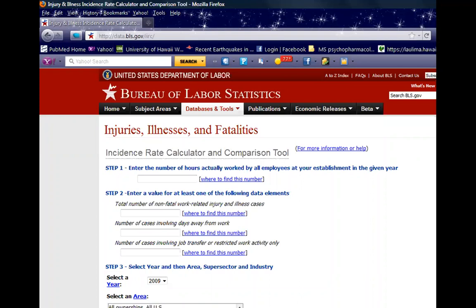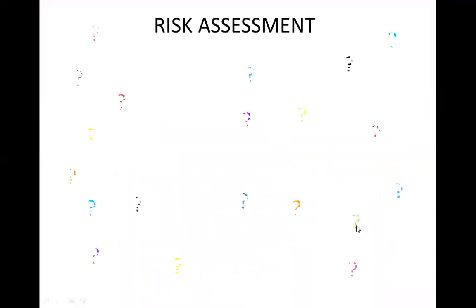Am I hiring somebody who is going to be able to make it to work every day? Am I hiring somebody who's at greater risk because of their mental health status? So this is at the BLS, and this is where you can get your data if you have that information, the number of work hours, etc. Okay. So now I'm going to move into risk assessment.